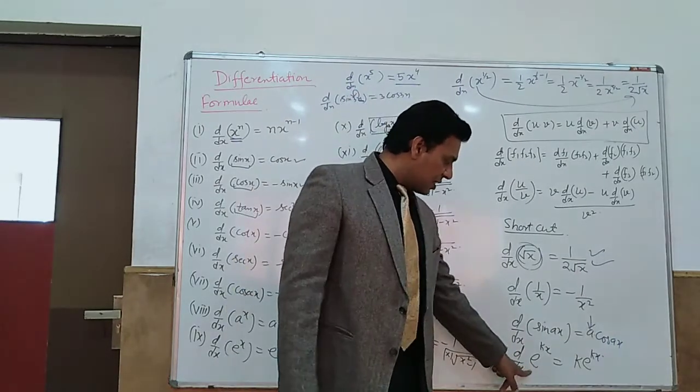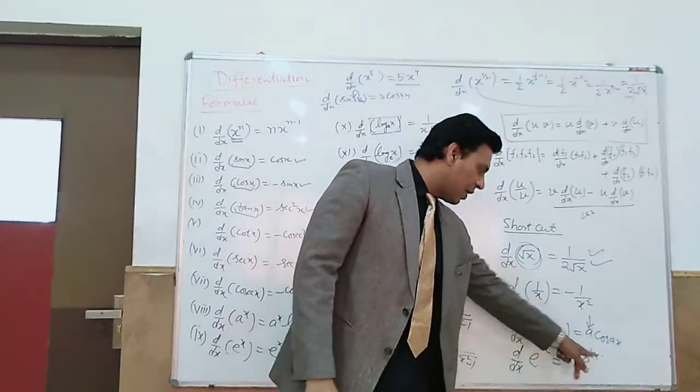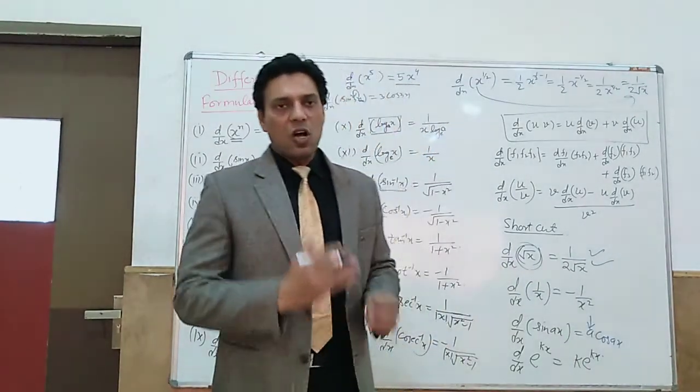Another example of this: you know the differentiation of e to the power x is e to the power x, but because with x there is a constant k, you have to multiply with this constant.